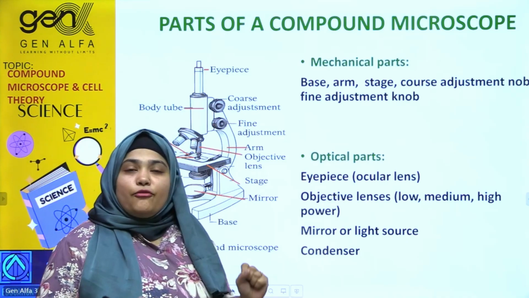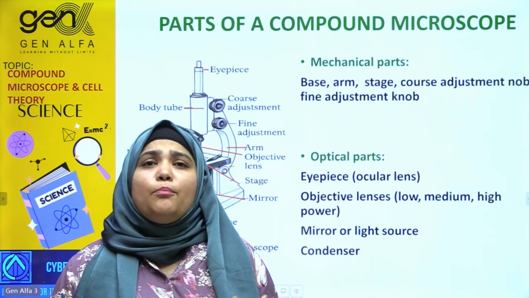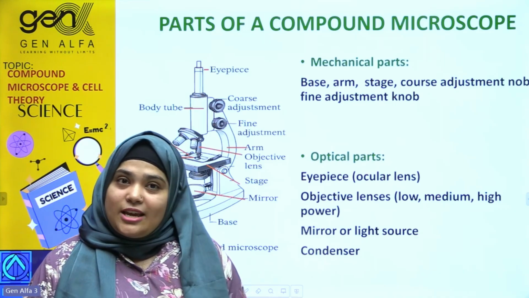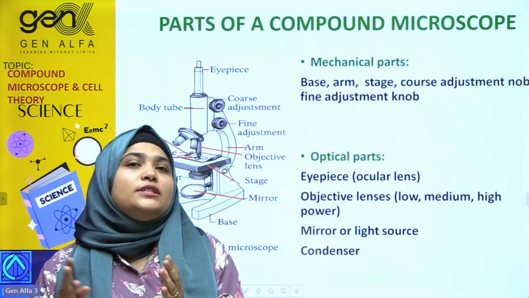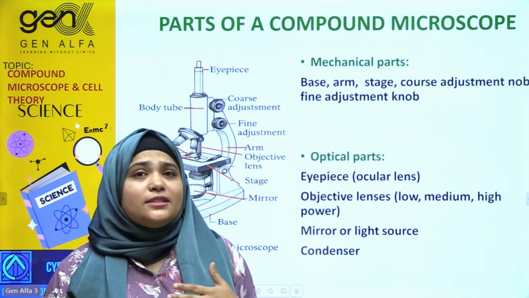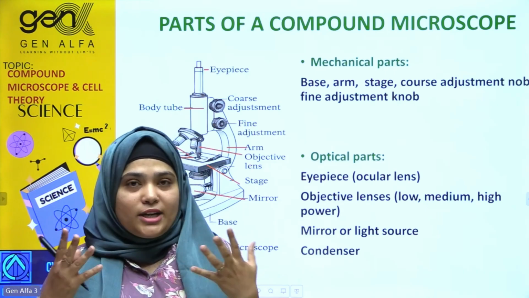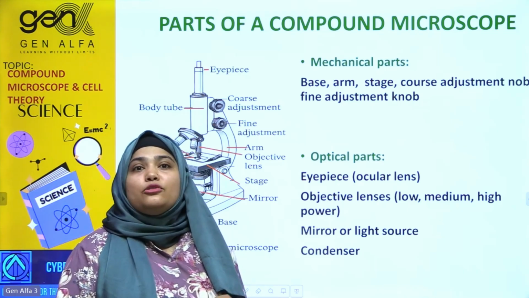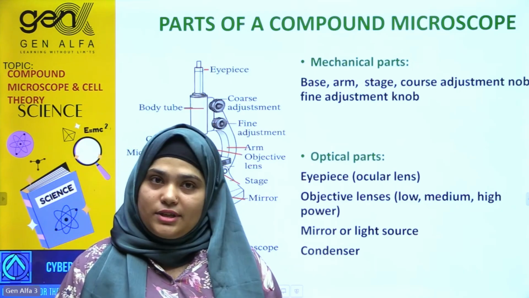So what are mechanical parts? Simply, mechanical parts are just like the bones and muscles of the microscope. Can you tell me, in our body, what is the function of bones and muscles? Any idea? Yes, they help us in movement. Is it or not? They make our body structure. Yes. Similarly, the mechanical parts of the microscope help the microscope move, adjust, and focus.